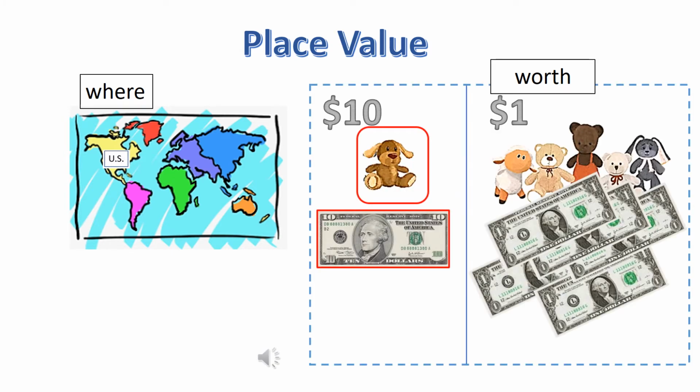And maybe all the animals except the brown bear are worth $1. But the bear is very special, and it is worth $10. So the value of 5 animals is $1, but the value of the brown bear is $10.